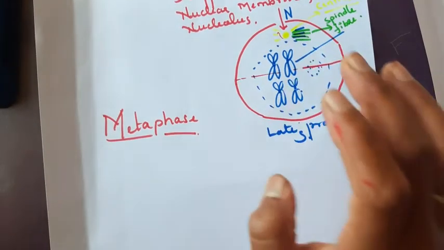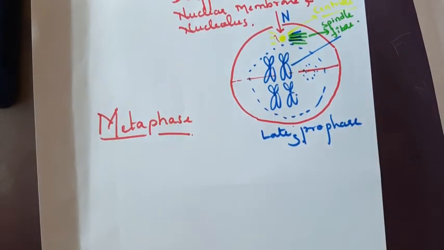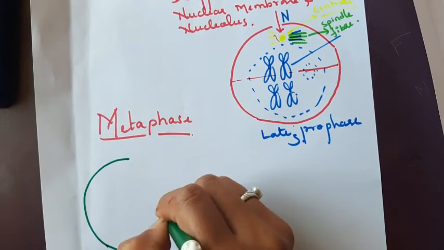The chromosomes which are formed in the prophase stage are going to arrange on the equatorial plane with the help of spindle fibers. After the complete disappearance of the nuclear membrane and the nucleolus, the chromosomes are going to attach to the spindle fibers. The arrangement of chromosomes at metaphase is known as a metaphase plate. I will draw first, then you can understand that. I have to draw the diagram.